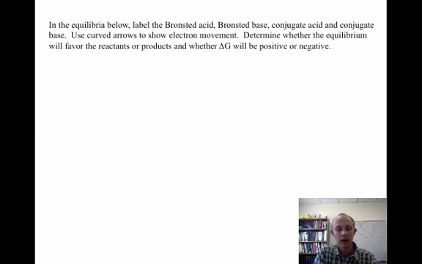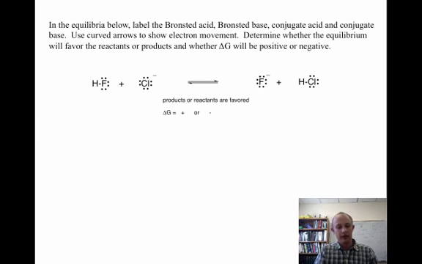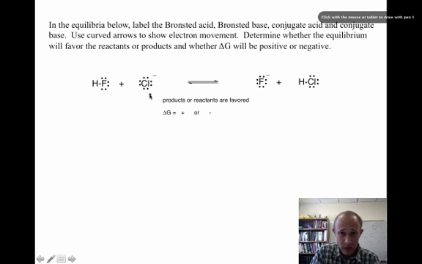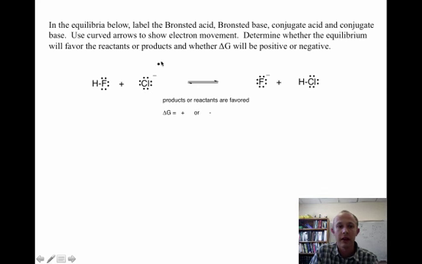Okay, so let's do some practice here. Let's say you have this equilibrium. What you want to do is label the Bronsted acid, the Bronsted base, conjugate acid, and conjugate base, use curved arrows to show electron movement, determine where the equilibrium will lie, and determine whether delta G is positive or negative.